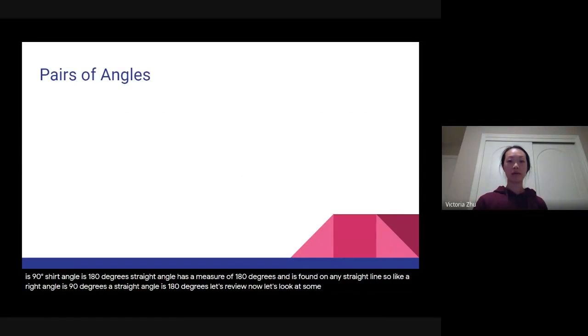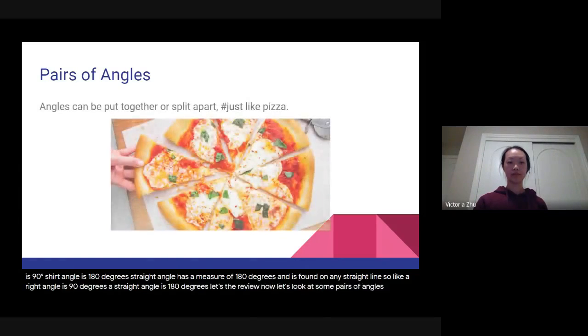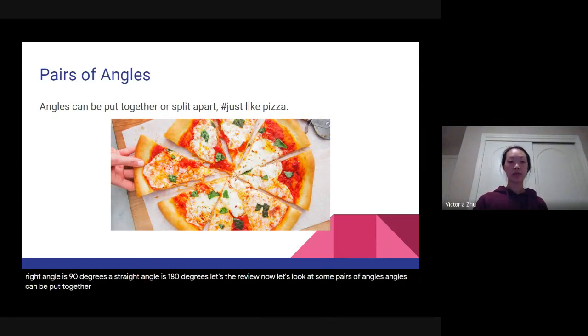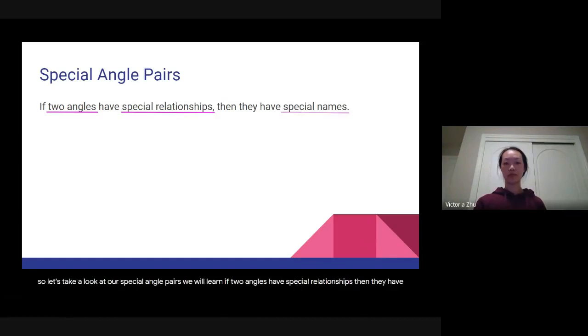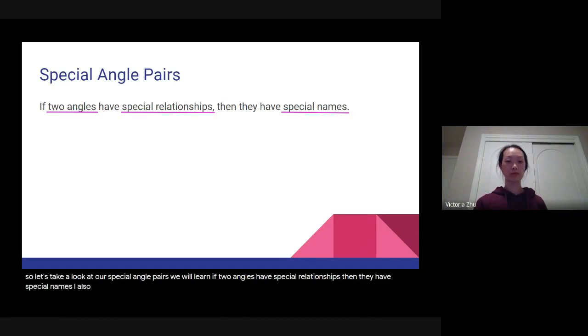Now let's look at some pairs of angles. Angles can be put together and split apart, just like pizza. You can see an angle formed this way, and you can see an angle formed this way. So let's take a look at our special angle pairs we will learn. If two angles have special relationships, then they have special names. And we'll start with two of them.